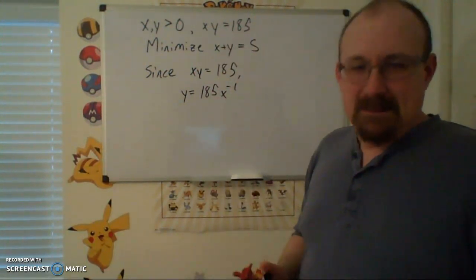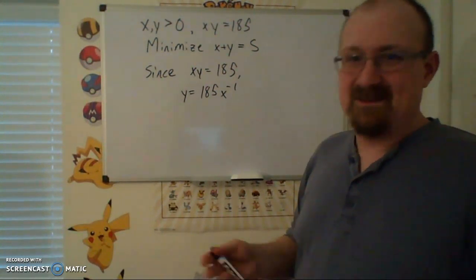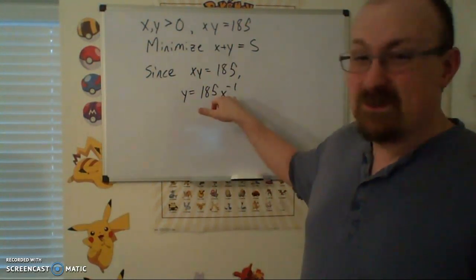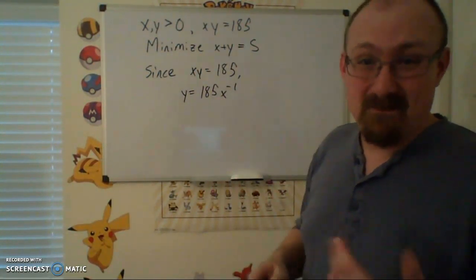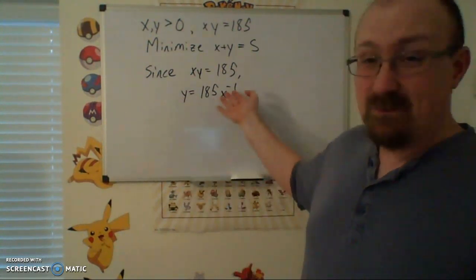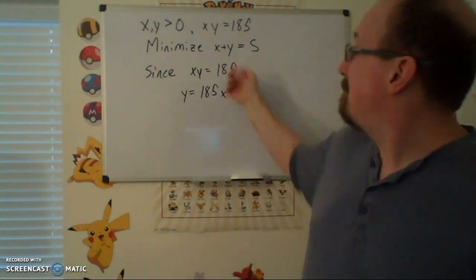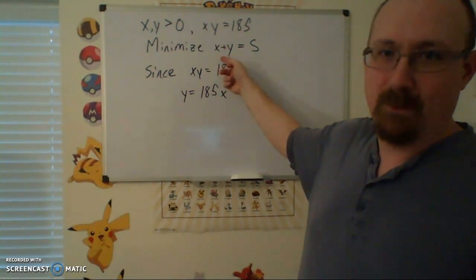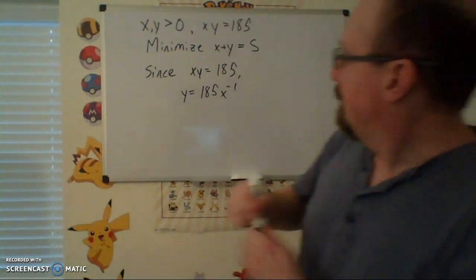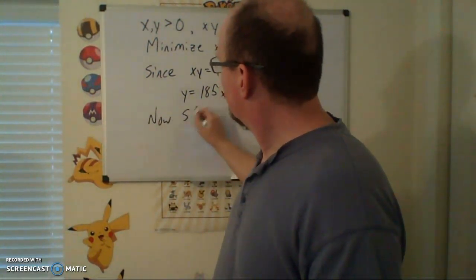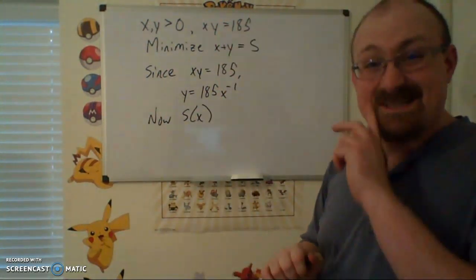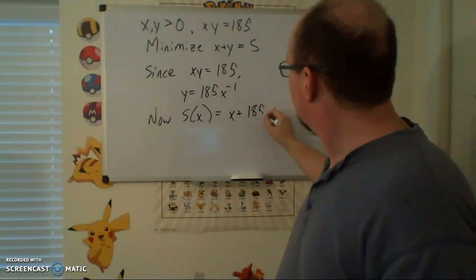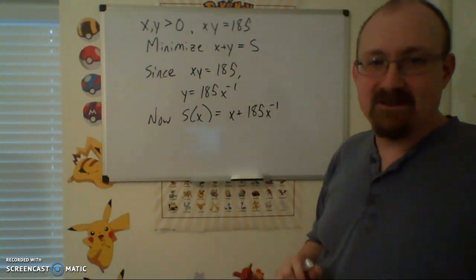Now, you might have written this as 185 divided by x, and that's fine. For reasons that will become apparent pretty quickly, I think it's going to be more beneficial for us to have it written as x to the minus first. So once we've got this, we can take it and feed it back into this objective function right here. That's what we're going to call s going forward. So now s is a function of one variable, x. We'll have x plus 185x to the minus first.